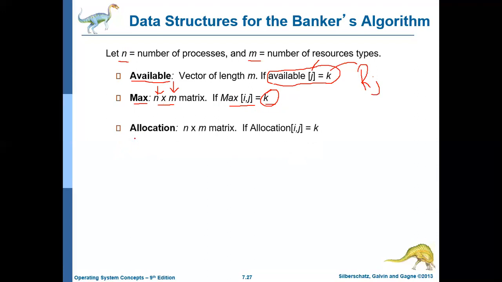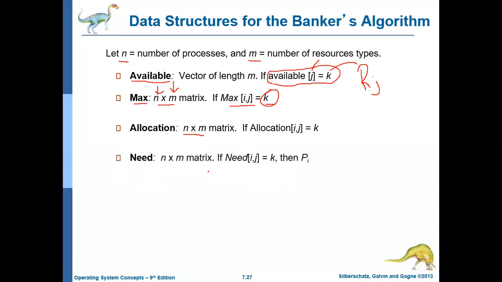Then the next data structure is allocation. Again, this allocation is also an n cross m matrix where n is the number of processes and m is the number of resources. If allocation of I comma j equal to k, then it means that k instances of resource j is allocated to process I. Okay. So that is what is called allocation.